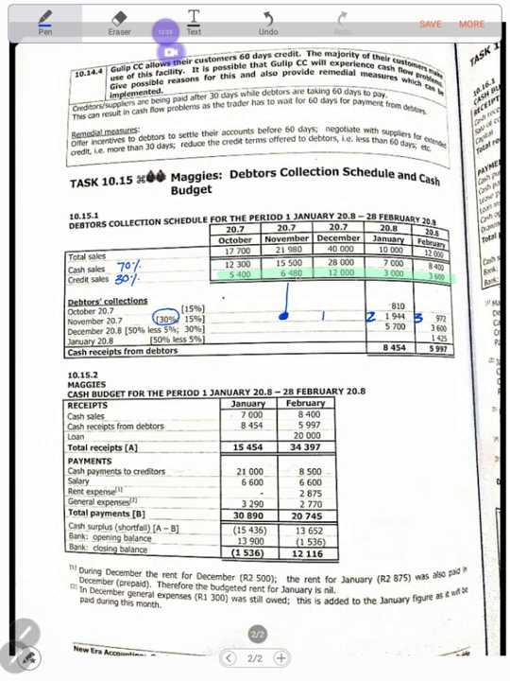I'm going to take the credit sale of November and I'm going to multiply it by the 15% in order to get a value of 972 Rand that will be received from our debtors in the month of February from the November credit sale. We are done with that transaction. I'm now moving on to December. Okay, so our December credit sale was worth 12,000 Rand.